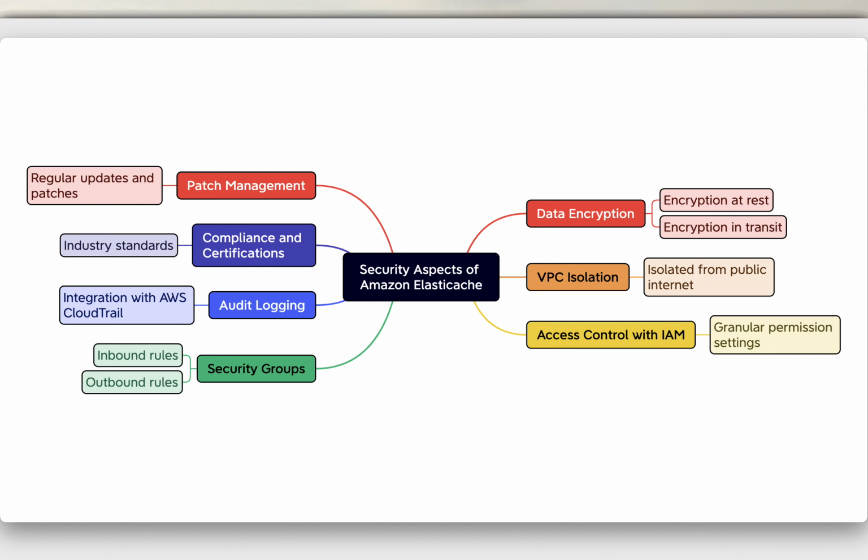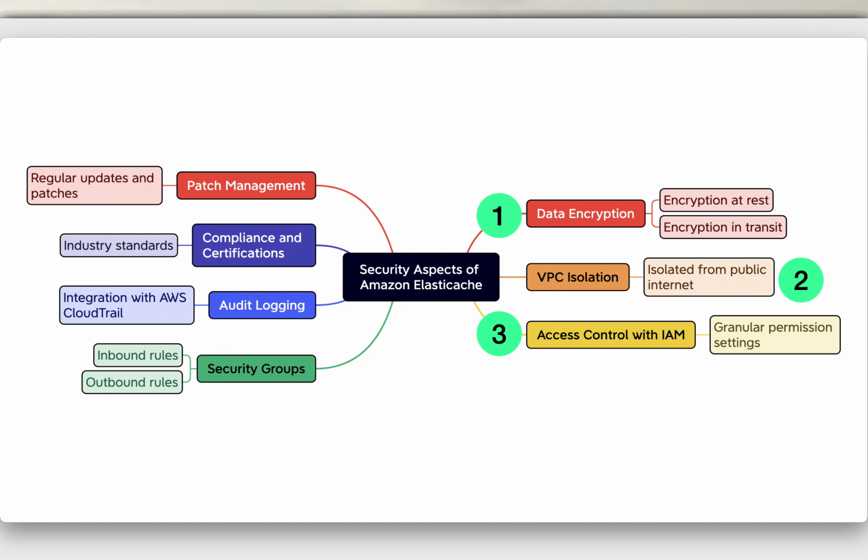Security aspects of Amazon ElastiCache. 1. Data encryption. ElastiCache supports encryption at rest, safeguarding stored data. It also provides encryption in transit, ensuring data remains secure while moving between nodes or to and from applications. 2. VPC isolation. By deploying within a virtual private cloud, VPC, ElastiCache instances remain isolated from the public internet, offering an additional layer of network security.